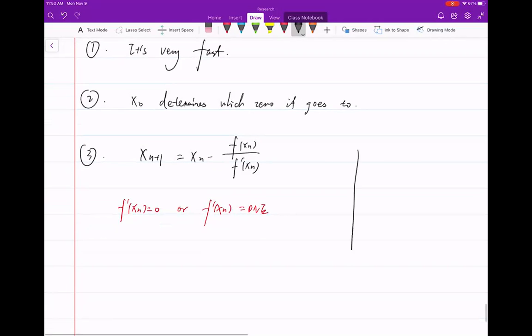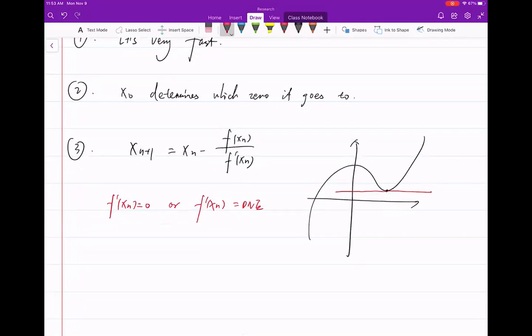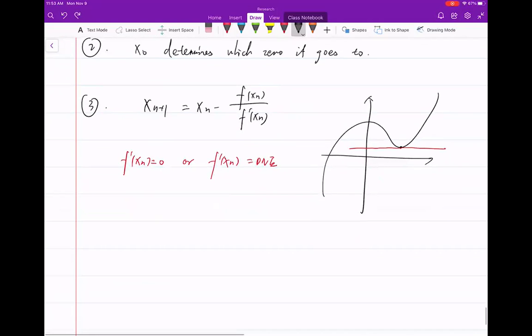Judging by the graph, it basically means you're here. You do the thing, and you find your tangent line is flat. Remember, your goal is try to actually let your tangent line intersect so you can find this one to be your next point. But if it's flat, there's no way they're going to intersect, so this method fails. Okay, so Newton's method may fail.